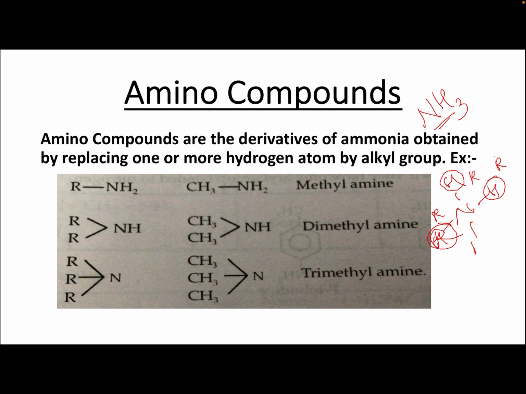So amino compounds are derivatives of ammonia. This is the ammonia molecule NH3. By replacing one of the hydrogen atoms, if R groups are added, then they are known as amino compounds. Examples are methylamine, dimethylamine and trimethylamine.